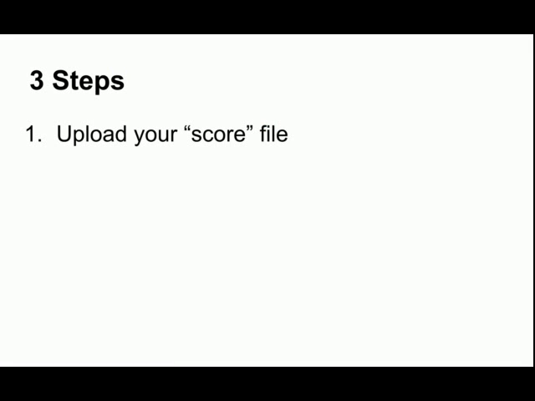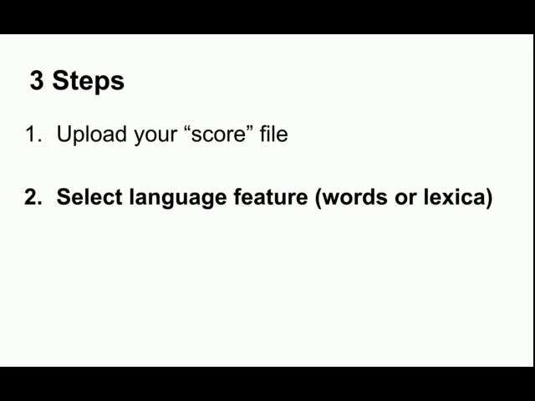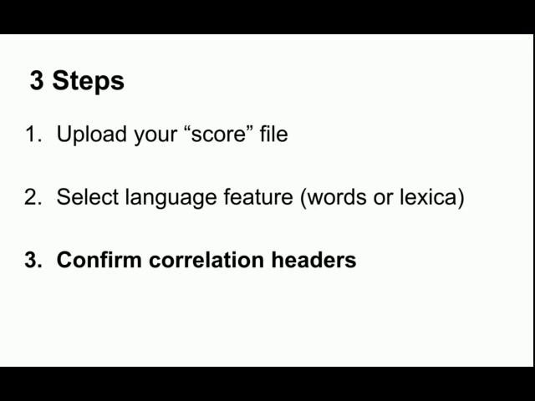There are 3 steps to using this tool. First, we upload our score file. Second, we select the language feature we'll be plotting. And third, we confirm the correlation headers contained in our score file. Regardless of whether we're plotting words or lexica, we will follow these same 3 steps. The only difference is that when we're plotting lexica, we will need to upload an additional file. I'll explain more about why that's the case in a minute.